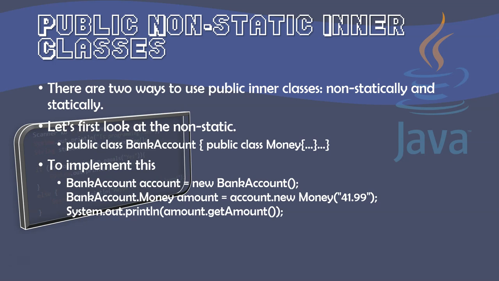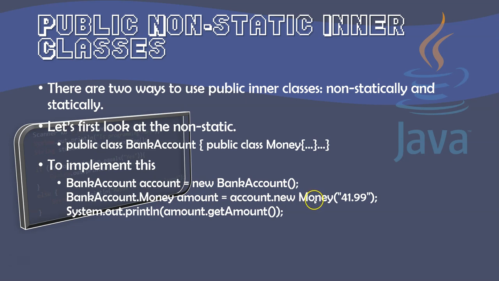Then I say BankAccount.Money amount equals account.new Money($41.99). This is on a print line, amount.getAmount. If we look at this breakdown here, BankAccount, of course, is my outer class. Money is the inner class. So we have to do outer class dot inner class, and then we name that object.